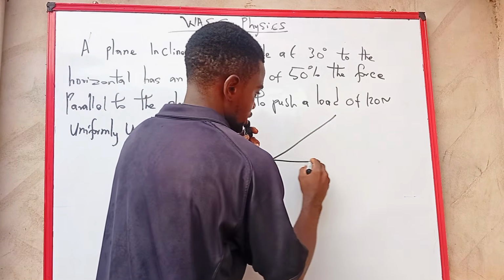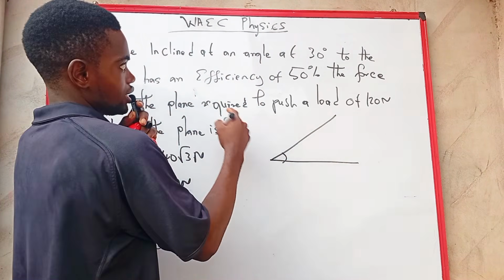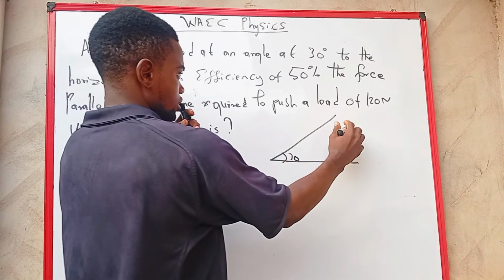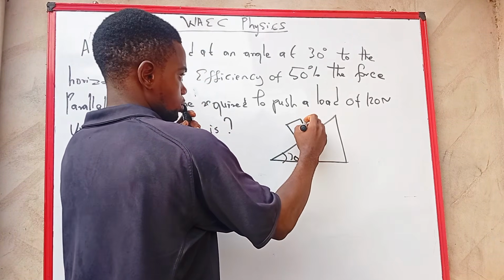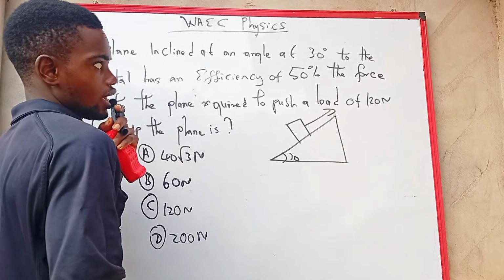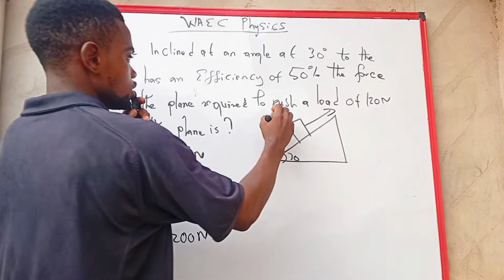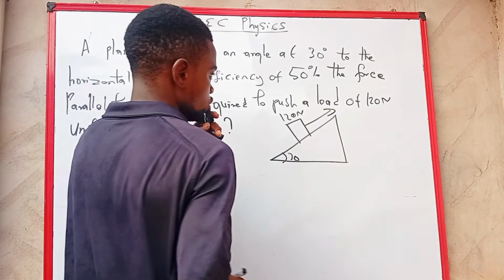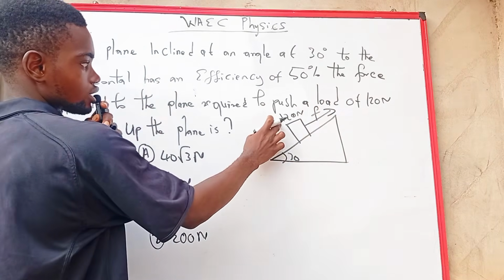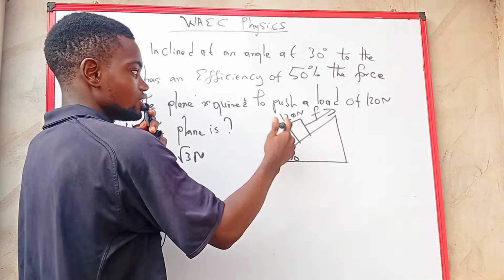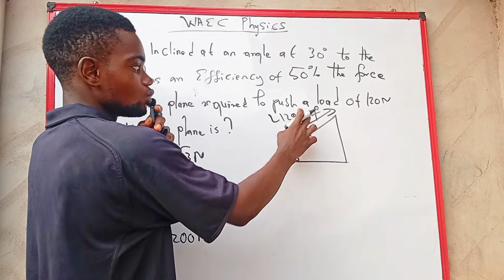All right. So now, this is the inclined plane. It is inclined to the horizontal, and the angle is 30 degrees. And they need the force parallel to the plane to push this body, and they say that this body is 120 newtons. So this force is what you are looking for. Now what is this 120? This is the load, the load that we want to overcome.